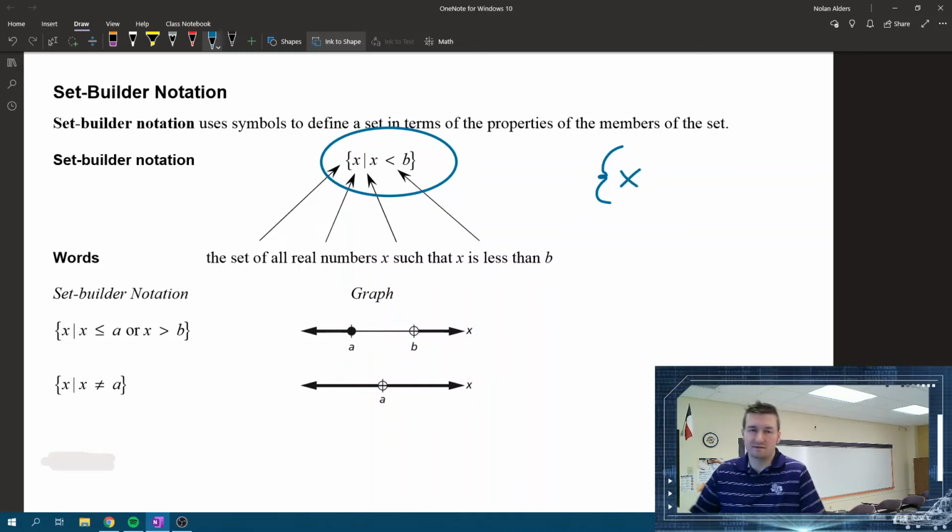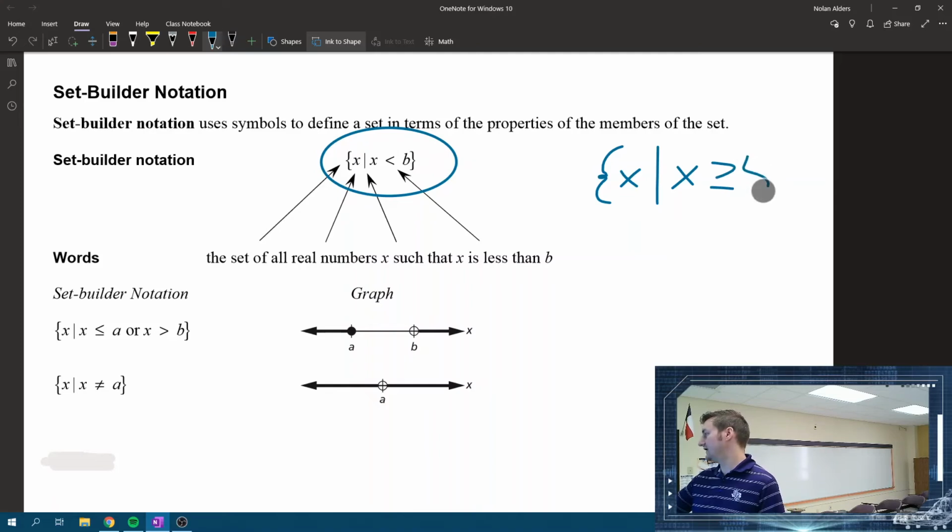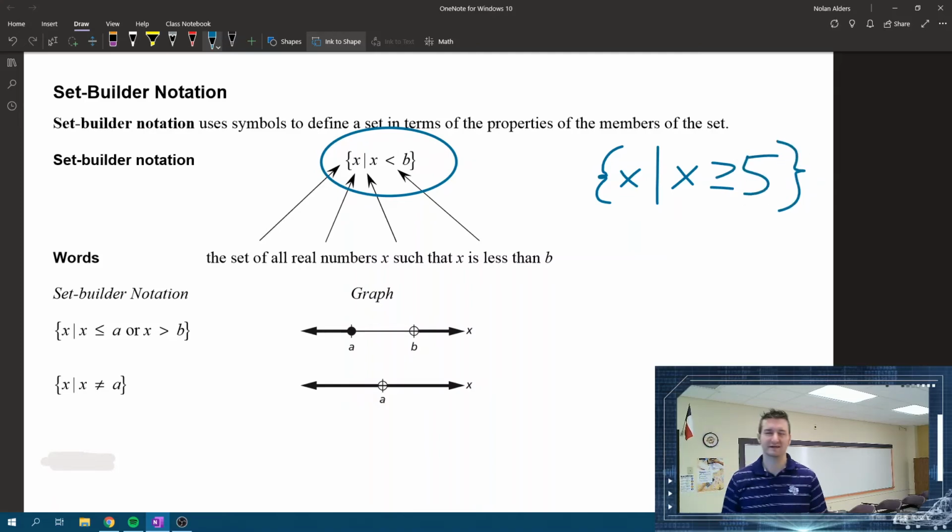X is just going to identify our set. It could be any letter. So let's use X. And so that identifies our set, and then let's say X is all of the real numbers greater than or equal to 5. So we could write greater than or equal to 5, so it starts at 5, and it goes out to infinity. Again, this is just another way of writing the same thing we were writing up above.